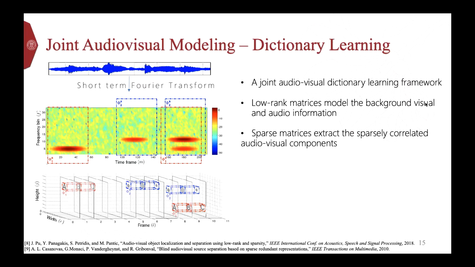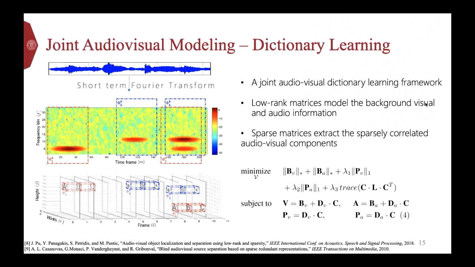So in dictionary learning, it aims to learn to model the audiovisual correlation in a joint audiovisual dictionary learning framework. The coefficients of the dictionary have different properties, such as the low rank property. So the low rank matrix models the background visual and audio information.